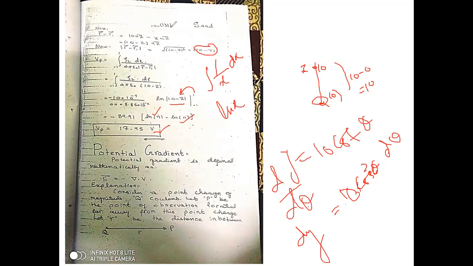So these were the numericals related to electric potential, and we will study the potential gradient in the next part of our lecture. So stay tuned.